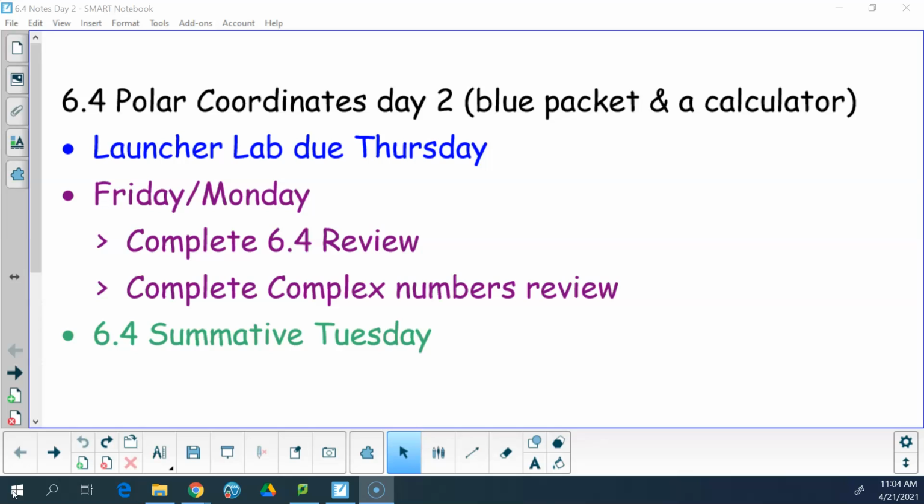First off, you should finish off the blue packet. That would be the first thing you want to do, including the last 3 pages. The last 3 pages are the review assignment that you're going to want to do this weekend. Because looking ahead, on Tuesday of next week is going to be your polar test in class. So Tuesday's polar test in class.